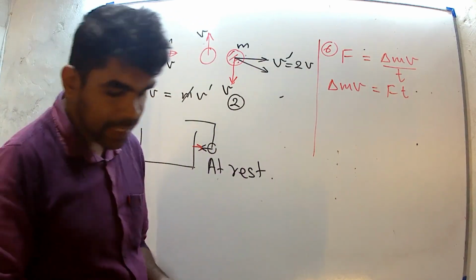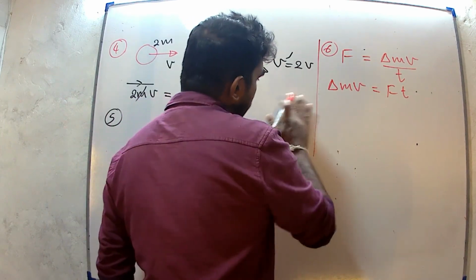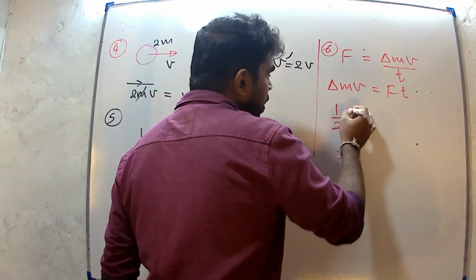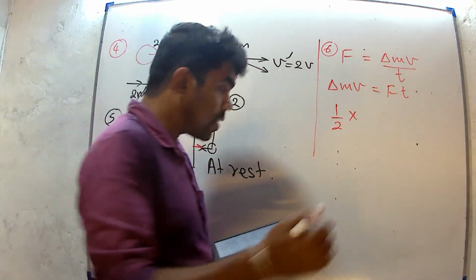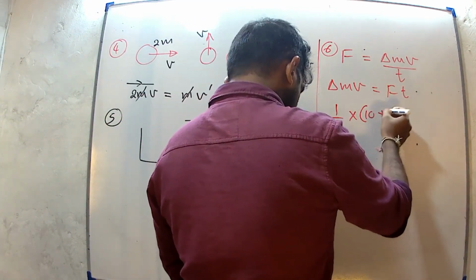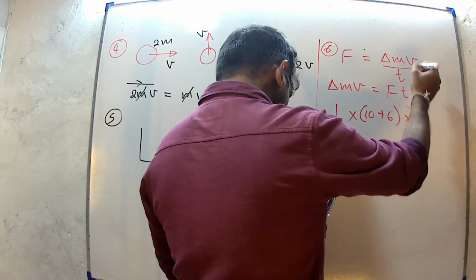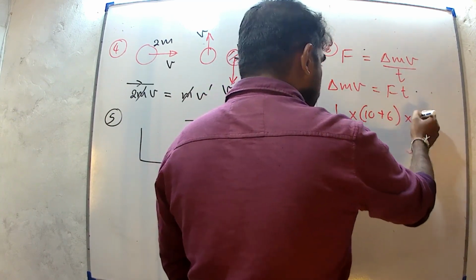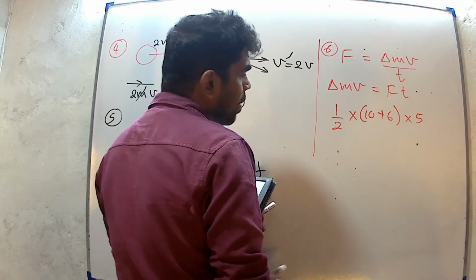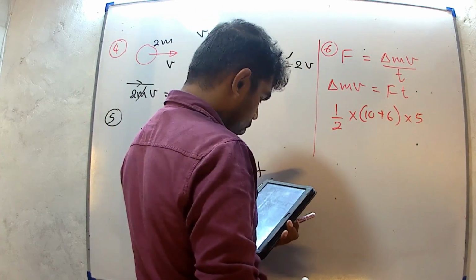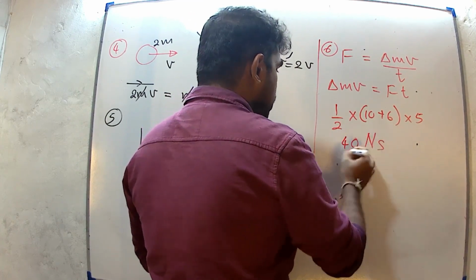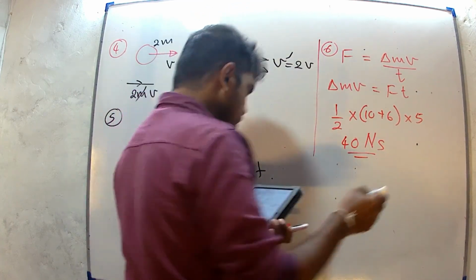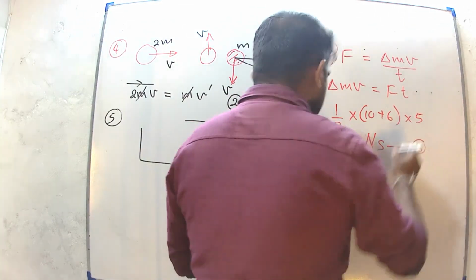Now, there is a trapezium. Then the area is half into the sum of parallel sides, 10 plus 6, into the perpendicular height 5. 16 divided by 2 is 8, 8 into 5 is 40. 40 newton second. Then the answer is 3 for question number 6.